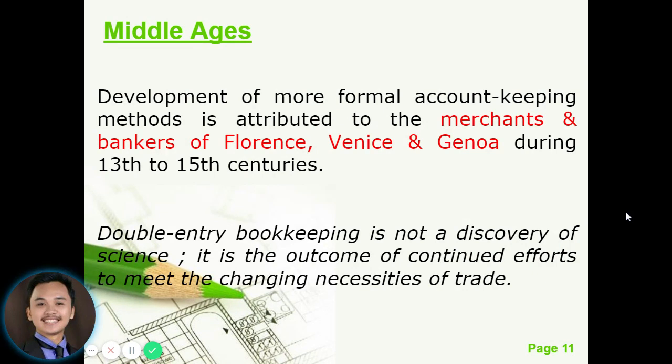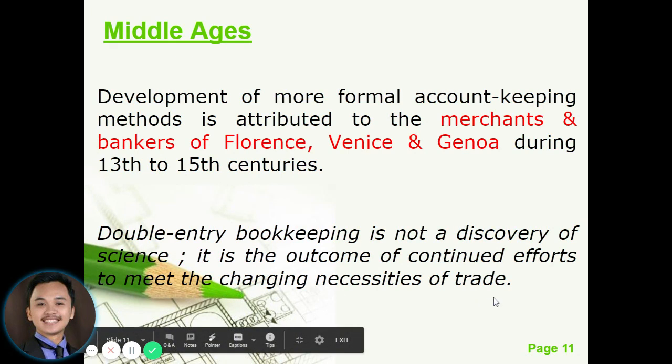In this era as well, the development of more formal accounting keeping methods is attributed to the merchants and bankers of Florence, Venice, and Genoa during the 13th and 15th centuries. Double entry bookkeeping is not a discovery of science, but rather it is the outcome of continued efforts to meet the changing necessities of trade. The accounting that we have right now is not actually due to a science, but rather it's due to the continued efforts of our ancient people in order to meet the changing necessities of trade.